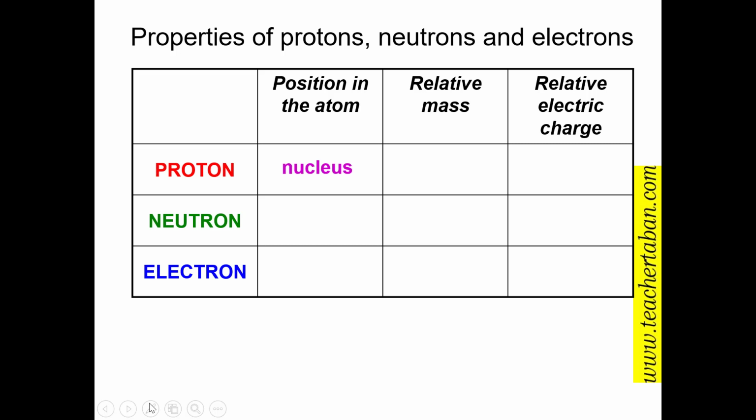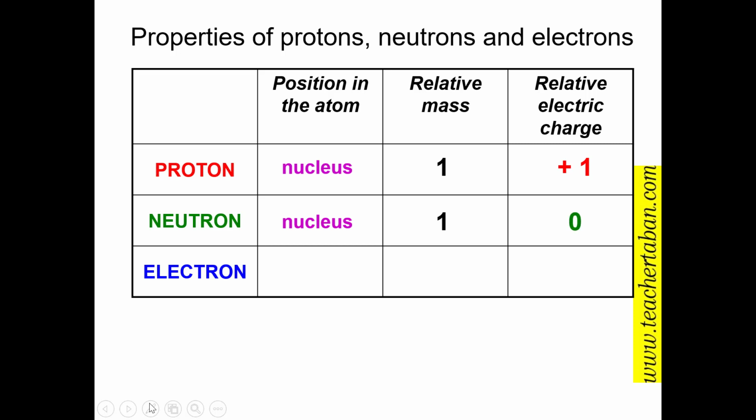So the proton is found inside the nucleus of the atom and its mass is taken to be equal to 1 and its charge, have you thought about it? Its charge is positive. Very good. Then the neutron is also found in the nucleus of the atom. Its mass is also 1, you can use 1 unit. And what is its charge? It is 0. It has no charge.